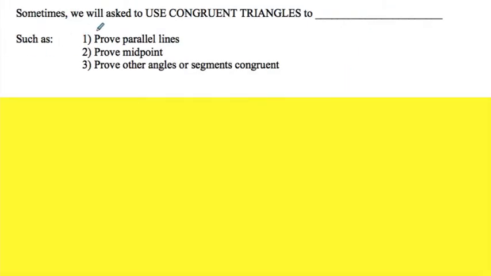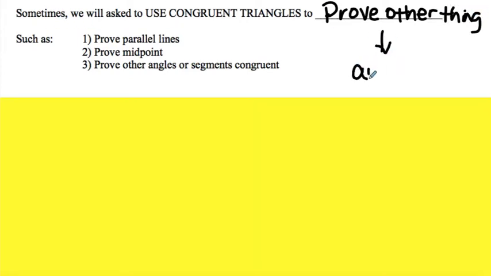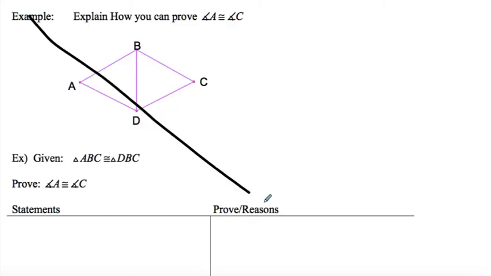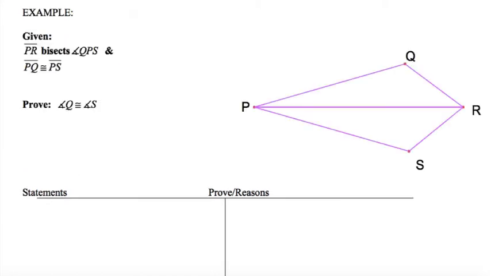So sometimes we're going to be asked to use congruent triangles to prove other things. Okay? We could be proving angles and sides congruent from the congruent triangles, and then using those angles and sides to prove parallel lines, midpoints, and other angles or segments congruent, or additional triangles congruent. All right, so let me show you what I mean. Now, on the next page, I want you to actually cross this one out. There's an error in that, but we're going to go to a proof, okay?